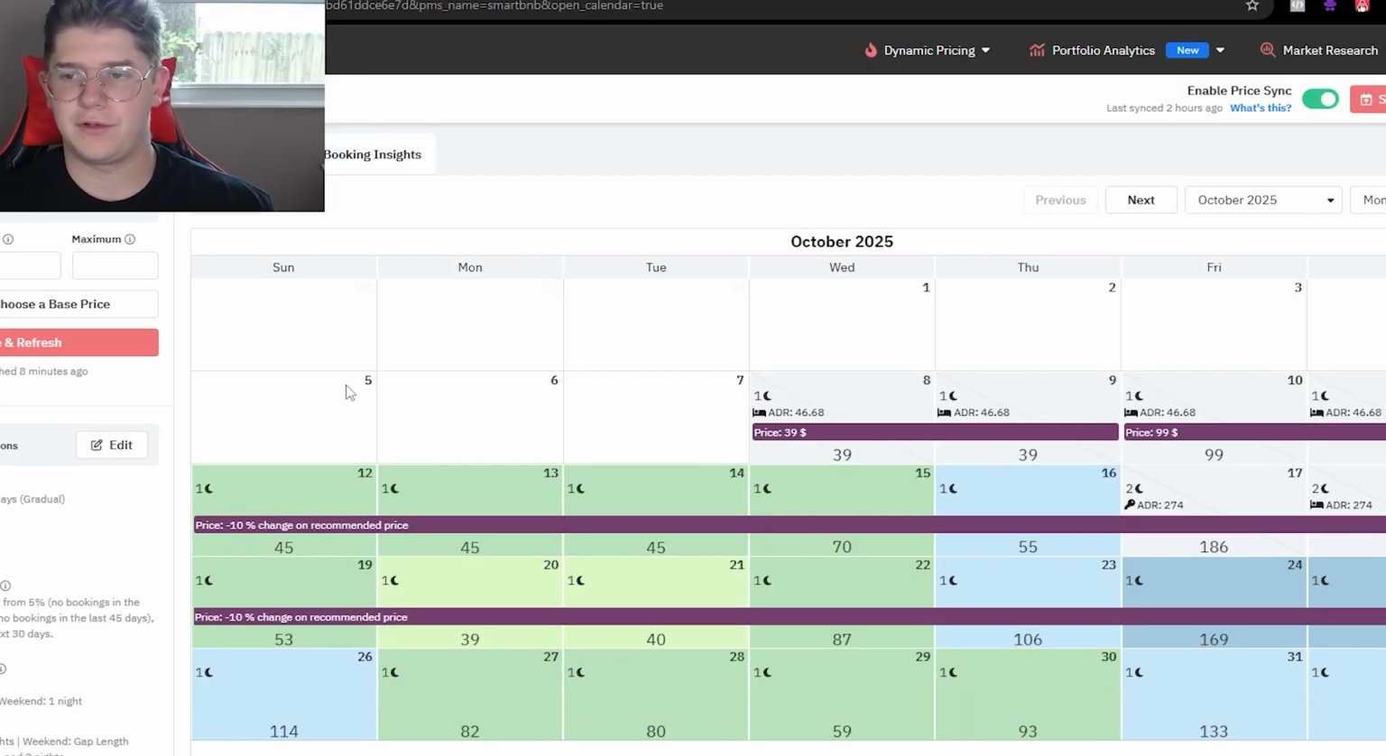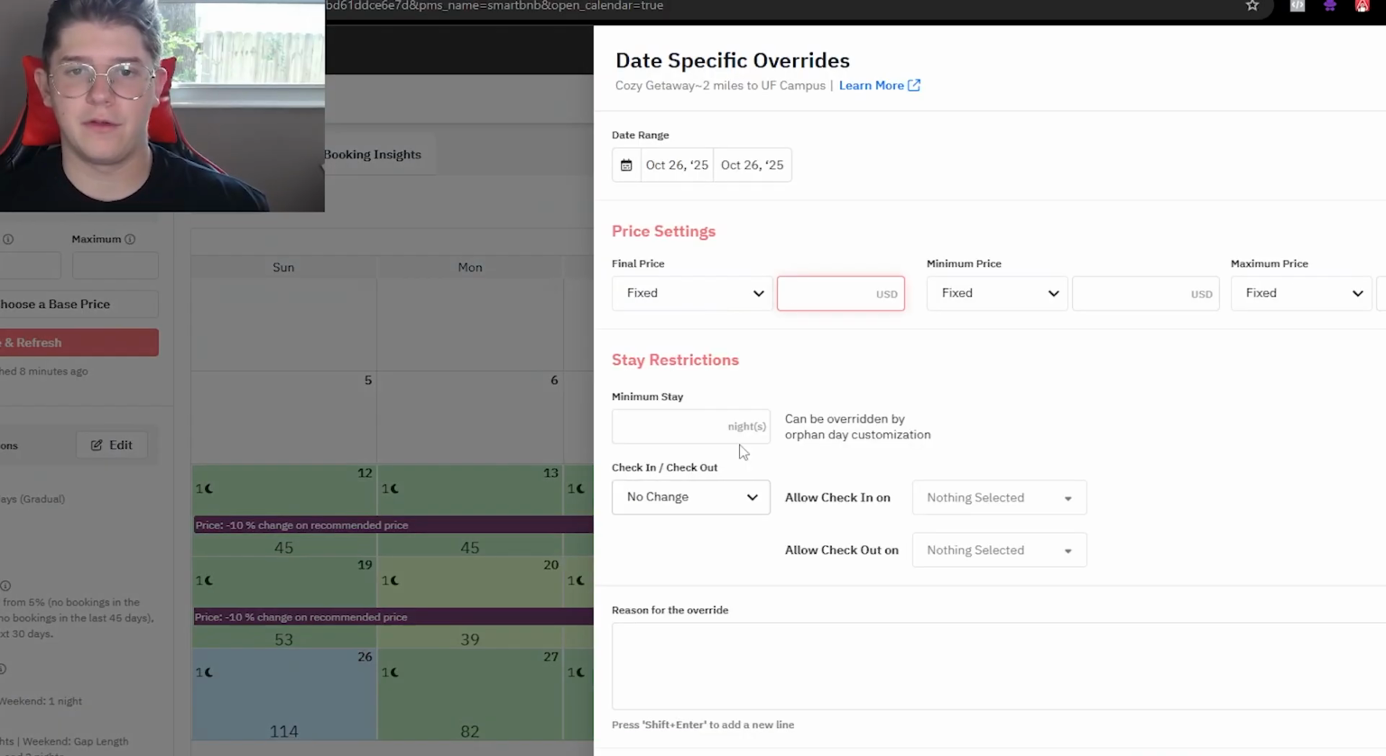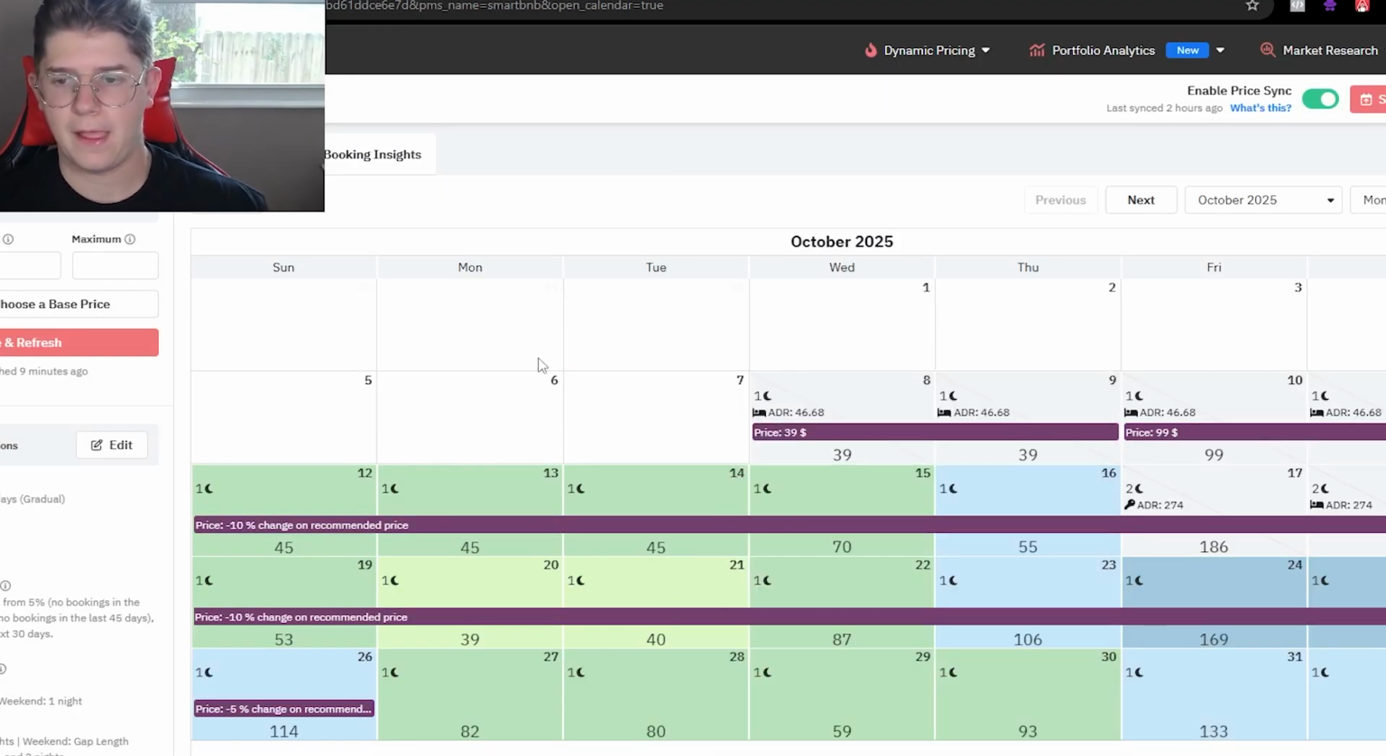Since technically today would be the 5th of October, the 21-day threshold would be the 26th. So now the 26th is within my threshold. It's not booked, so it would technically be the first day we're discounting it. So we'd go in here, percent change recommended price, -5%. Boom. All right. So now, next day passed.